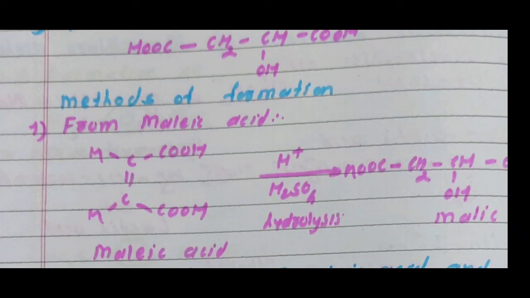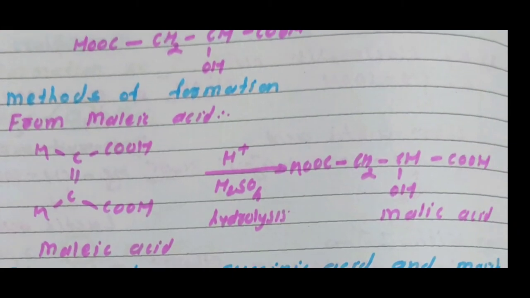Then on hydrolysis, which is nothing but addition of a water molecule, maleic acid gives malic acid. Hydrolysis takes place in the presence of acid, H2SO4, forming COOH, CH2, CHOH, COOH. This is malic acid, that is, one water molecule adds to maleic acid, forming malic acid. This is the first preparation method of malic acid.